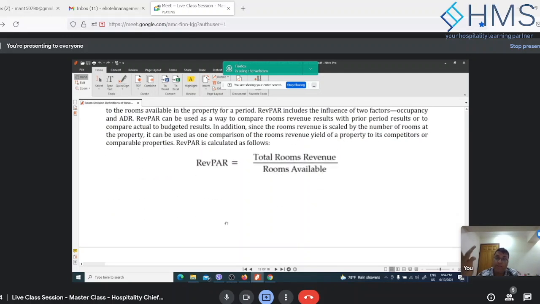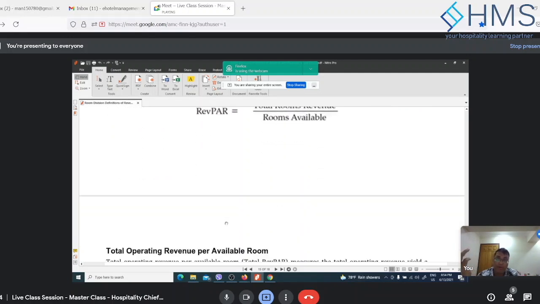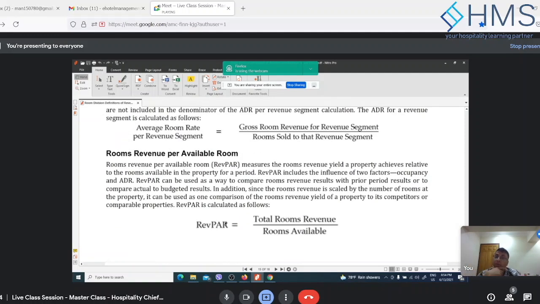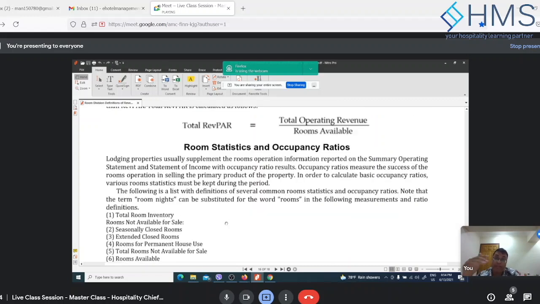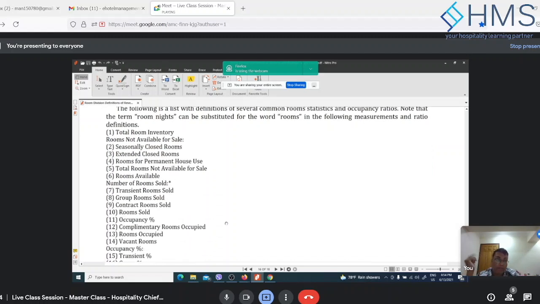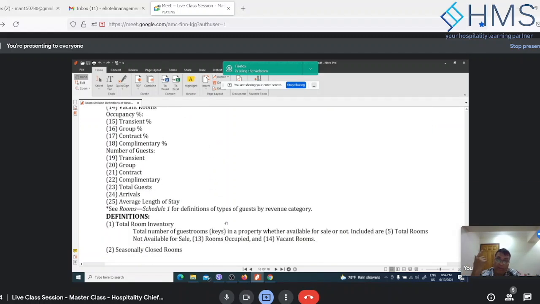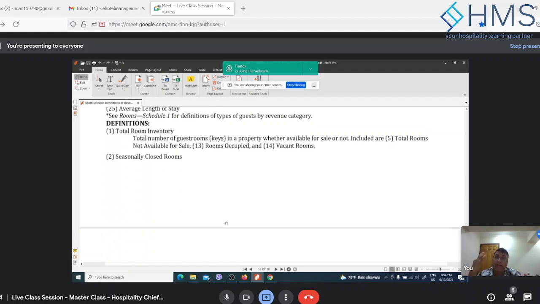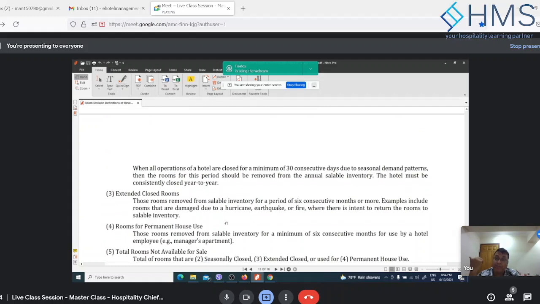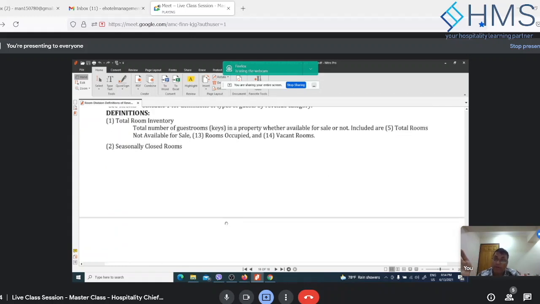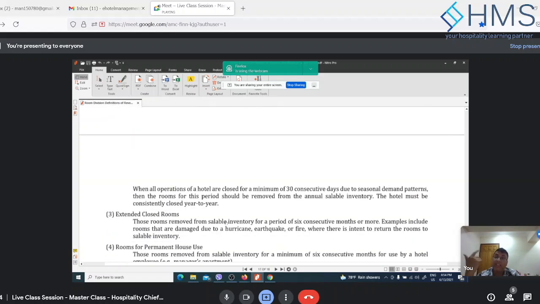RevPAR is total room revenue divided by the rooms available. So what is the definition of rooms available? Here are the definitions. You will get this PDF automatically. The definition of the available rooms basically is the rooms which are available for sale. So usually they are total room inventory minus the seasonally closed rooms.